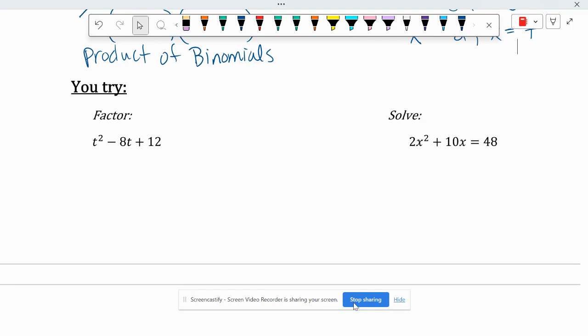I'm going to give you 5 minutes to fill out your sheet. It's set up as a product and a sum. You're filling out the two factors on the sides.